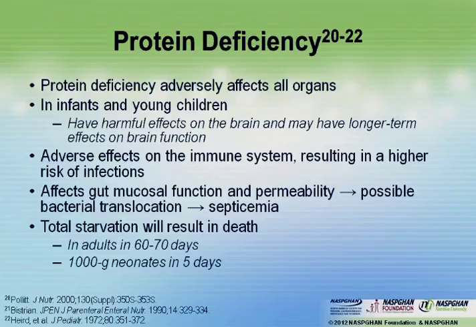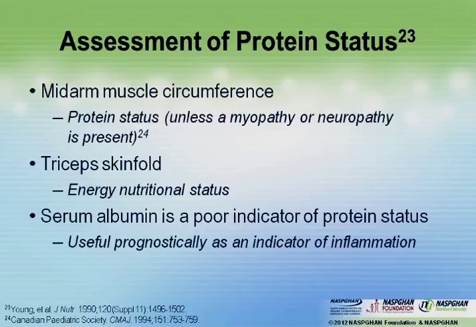How do we assess protein status? One relatively simple way is to look at the mid-arm muscle circumference. It will give you a sense of the protein status, provided the kid does not have a myopathy or a neuropathy.